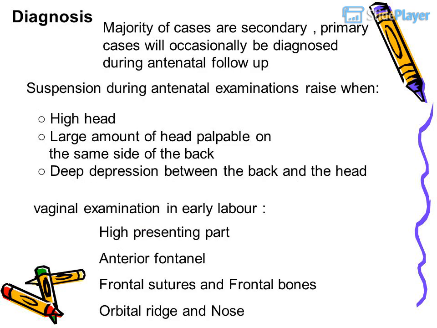Diagnosis. The majority of cases are secondary. Primary cases will occasionally be diagnosed during antenatal follow-up. Suspicion arises during antenatal examination when there is a high head, a large amount of head palpable on the same side as the back, and a deep depression between the back and the head. Vaginal examination in early labor: high presenting part, anterior fontanelle, frontal sutures and frontal bones, orbital ridge and nose.